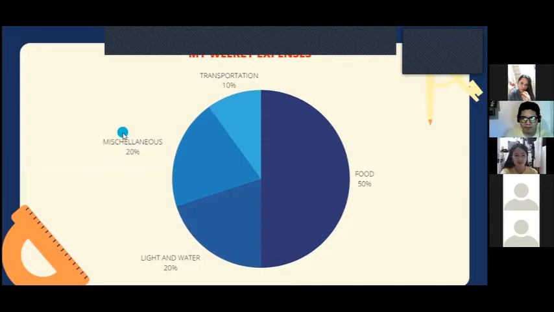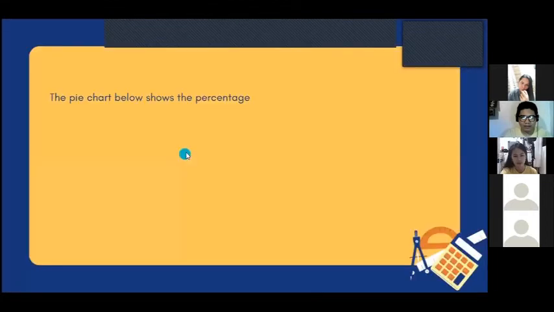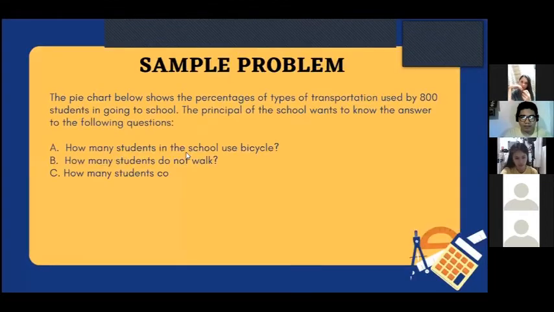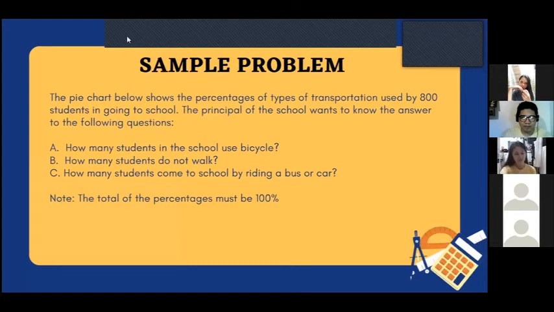So the last will be, how much is spent for transportation? 10%. So that's all. So I'm going to give you to Miss Abelio. It's your turn, girl.